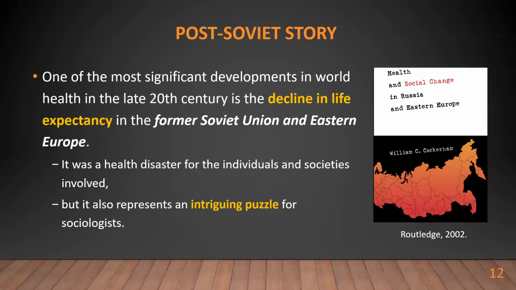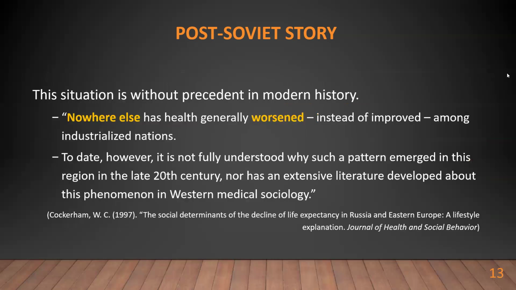So, Cockerham says, it was a health disaster for the individuals and societies involved, but it also represents an intriguing puzzle for the sociologists. So, what did happen in the former USSR and Eastern Europe so that men started to die that rapidly? The situation is without precedent in modern history. Nowhere else has health generally worsened instead of improved among the industrialized nations.